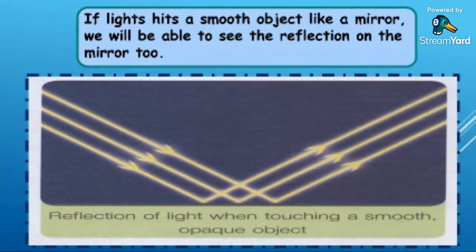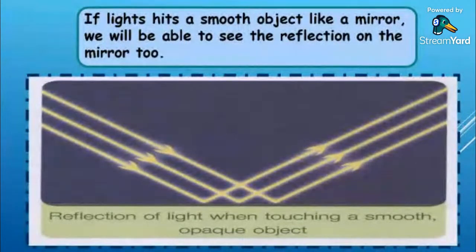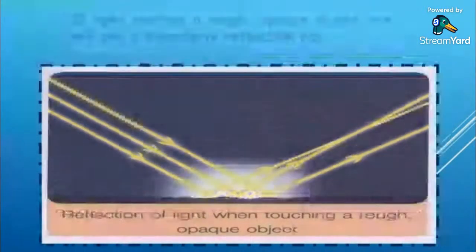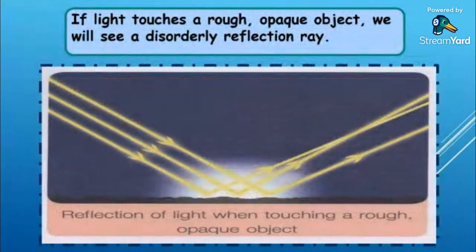If light hits a smooth object like a mirror, we will be able to see the reflection on the mirror too. As you see on the picture, reflection of light when touching a smooth surface or opaque object, the incident ray and the reflection ray. If light touches a rough, opaque object, we will see a disorderly reflection ray, as you see here in the diagram. Reflection of light when touching a rough or opaque object.